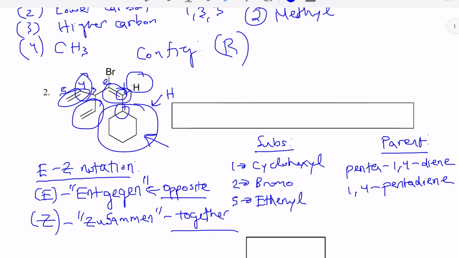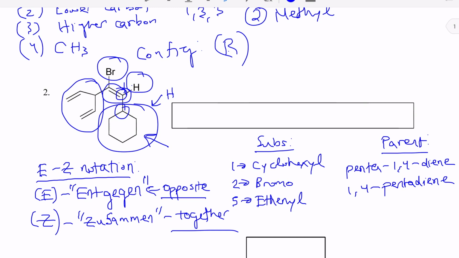So now that we've settled the right side, let's look at the left side. When we look at the left side of the molecule, we have two possible groups. Let me just erase some of the annotations because it's starting to block the view. So we have this branched diene, and we have a bromo group as well. So again, which one has a higher priority?